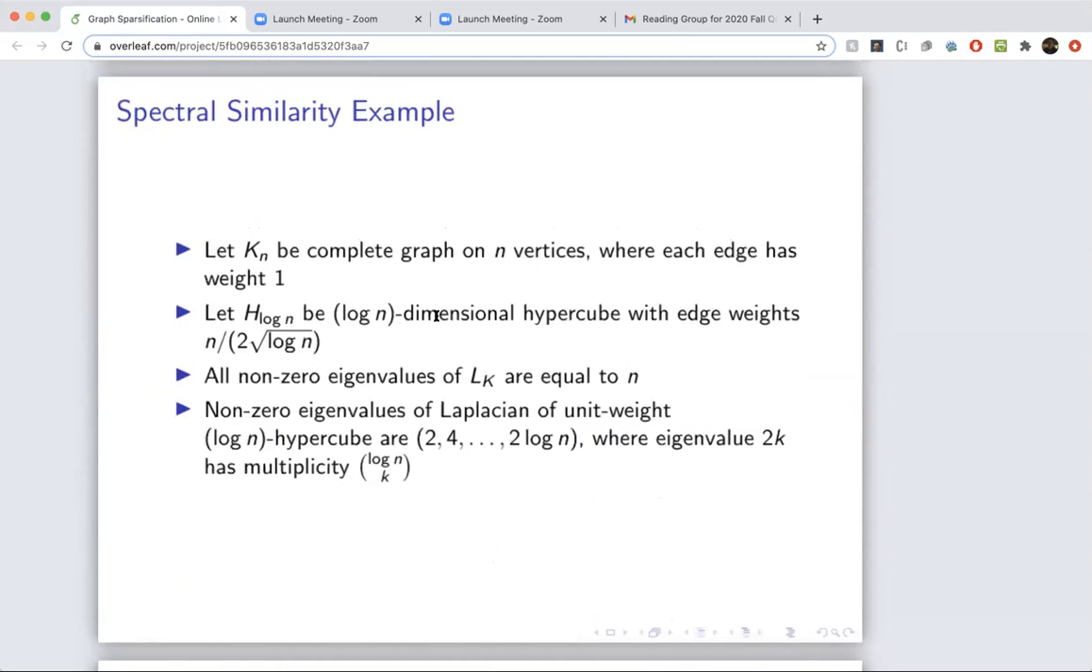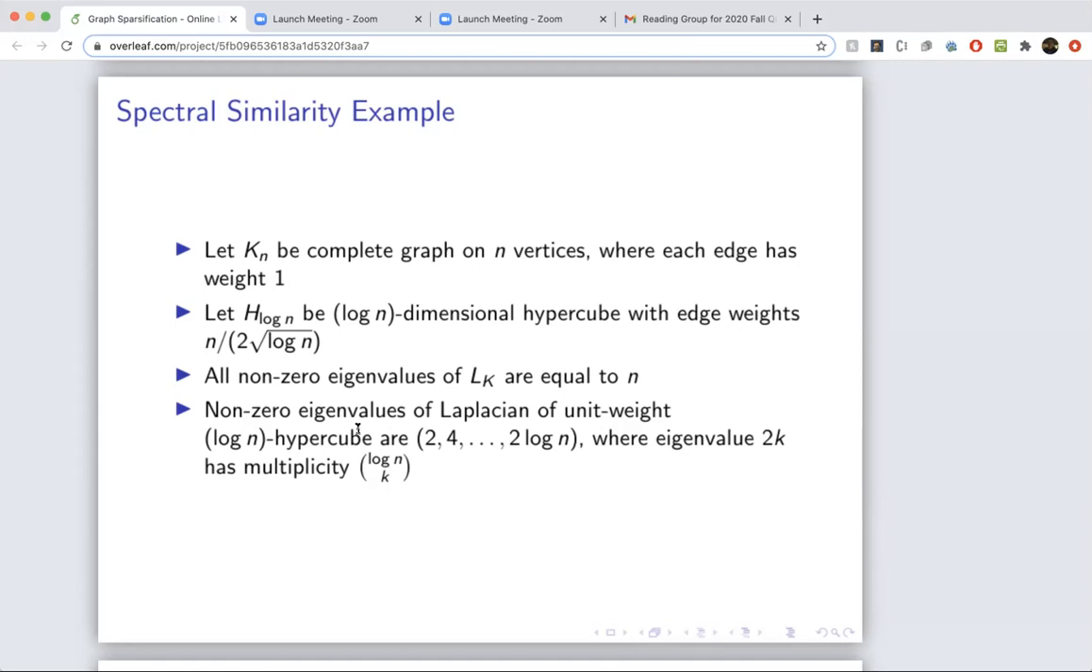So we're going to go through a quick example that makes use of some properties we derived in earlier presentations on the Laplacians of very common graphs like hypercubes, star graphs and ring graphs. Let's say we have K_n, the complete graph on n vertices, where each edge has weight 1. Now, suppose H_{log n} is the log n dimensional hypercube with edge weights n divided by 2 over the square root of log n. We'll see why we want that exactly in the next slide.